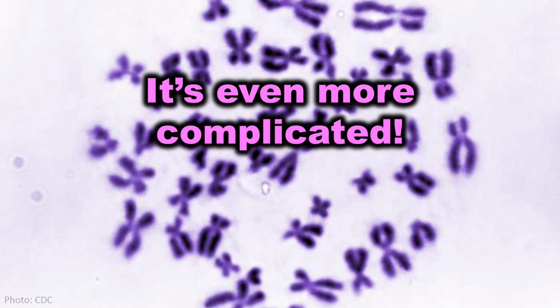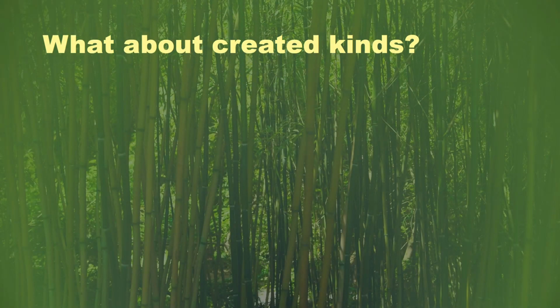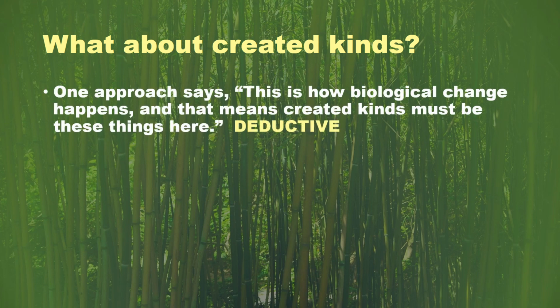Now, what does this have to do with created kinds? Well, one approach might say, this is how biological change happens, and that means created kinds must be these things over here, because we know we can't evolve that much variation, so it has to be this. This is sort of a deductive route, right? You could sort of say this is what we know about change, and this is how far it can go. Cool. My approach is a little different.